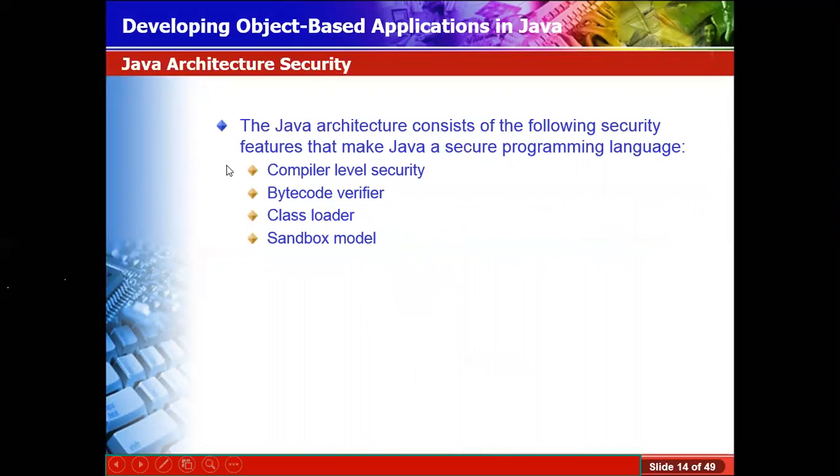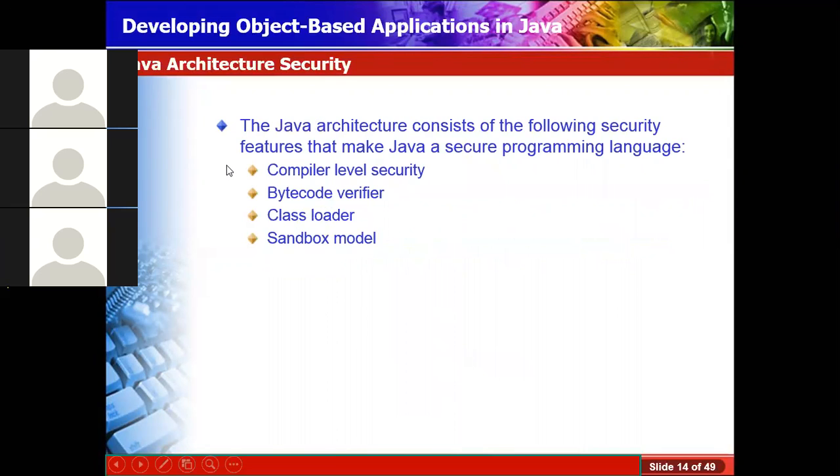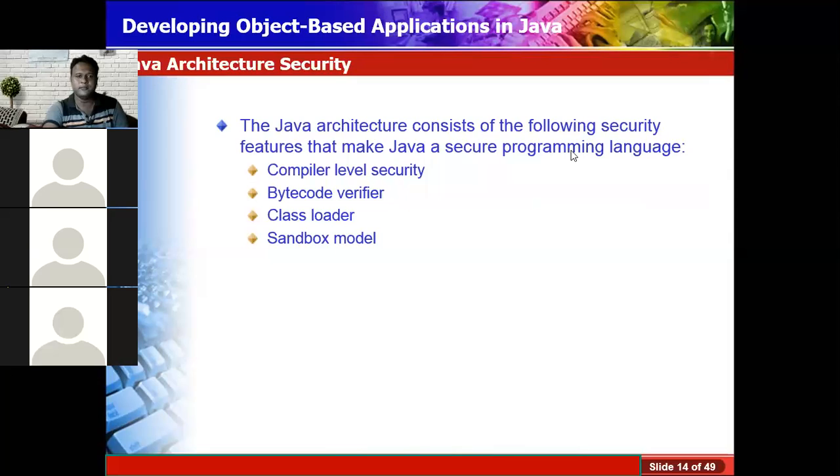Java architecture security. Java architecture security consists of the following features. One is compiler level security, bytecode verifier, class loader, another is sandbox model. So these four types of security levels will be there.